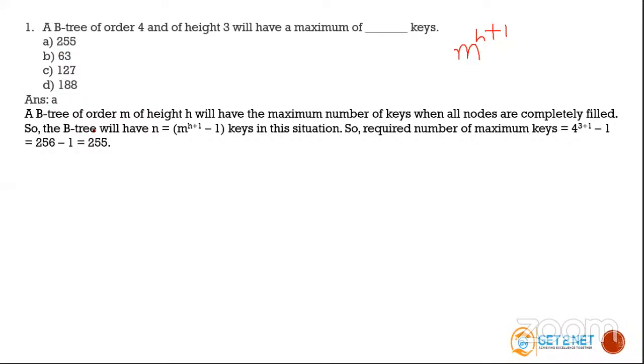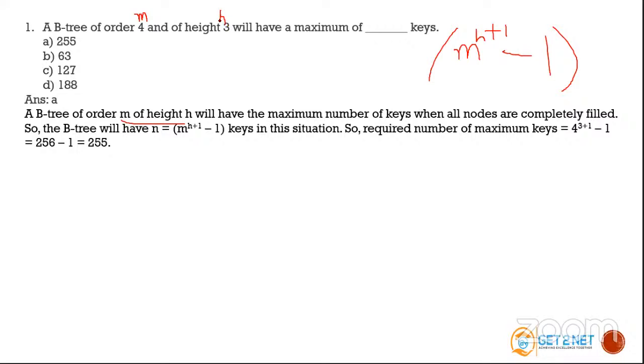Okay, Himani, got your answer? Wow, everyone got the answer. Okay, fine. It is m to the power h plus 1 minus 1. I forgot to write here minus 1. Sorry, guys. So for a B tree of order m, here our order is 4. That means order is our m, and height is h, which is 3.